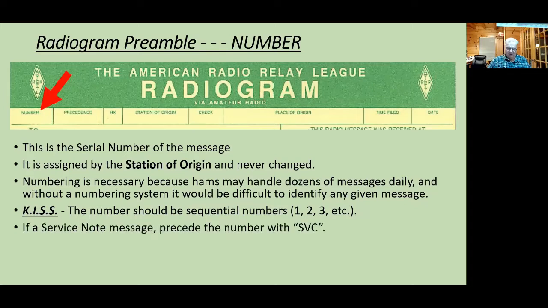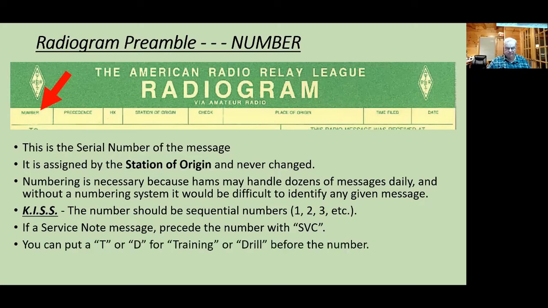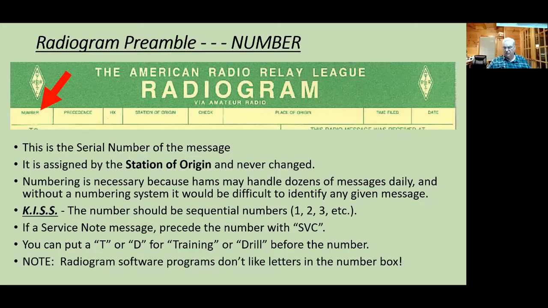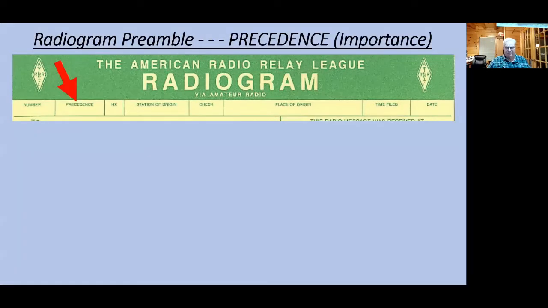Yes, you could. There are other times when you might want to use an alphanumeric thing. SVC stands for a service message. So if you got a message and the message number was 57, and the message asked you to reply to the originator, then your reply message would be SVC 57. You keep the 57 the number, but precede it with SVC. You can also put a T or a D in front of it if it's just a fictitious message, just for training purposes. And as I mentioned, the software out there doesn't seem to like letters in it.